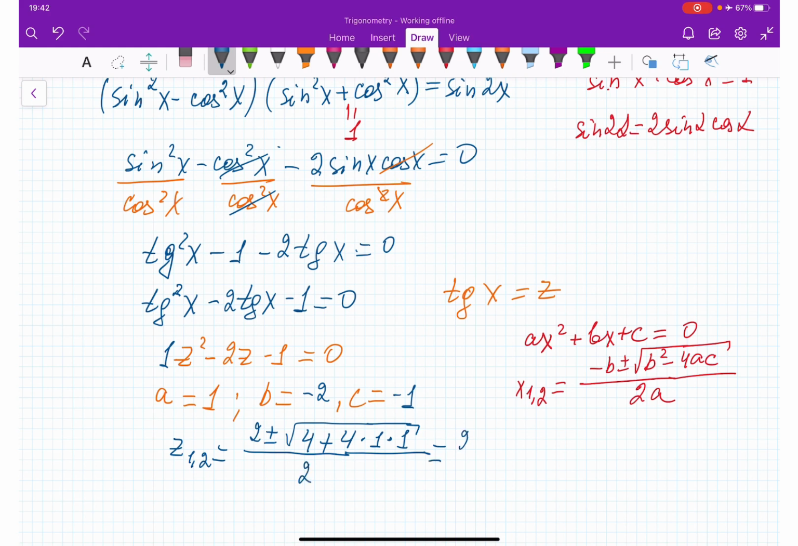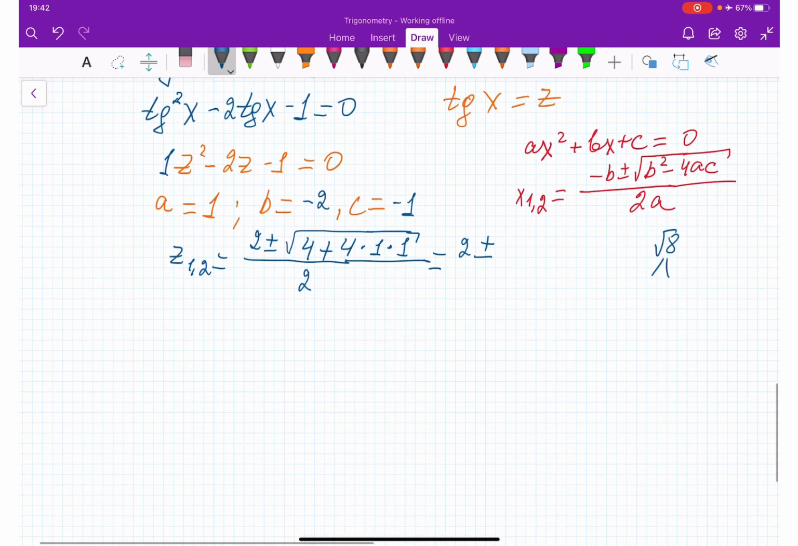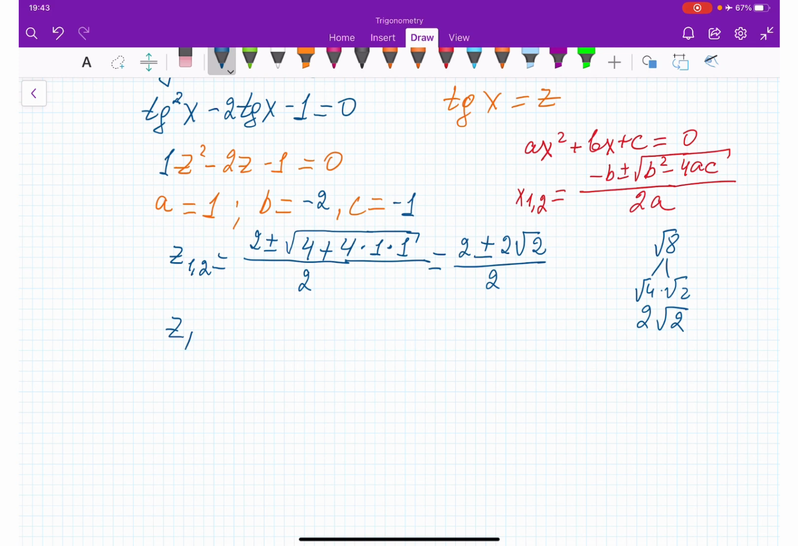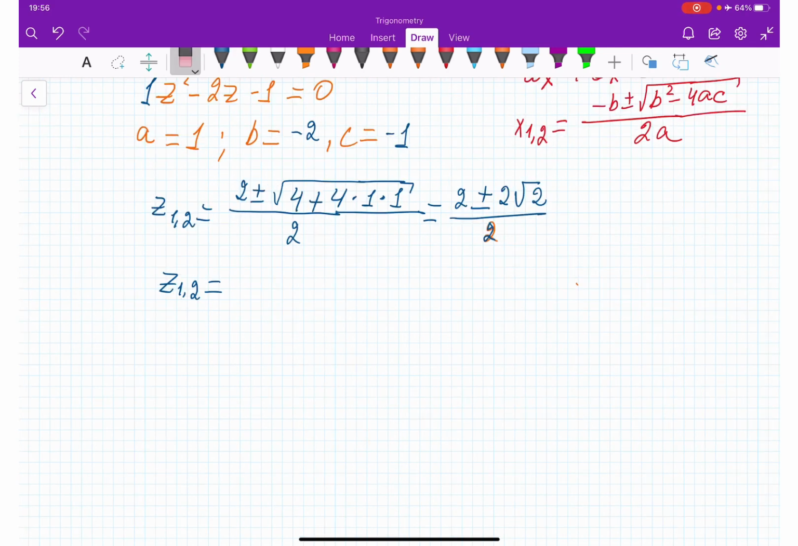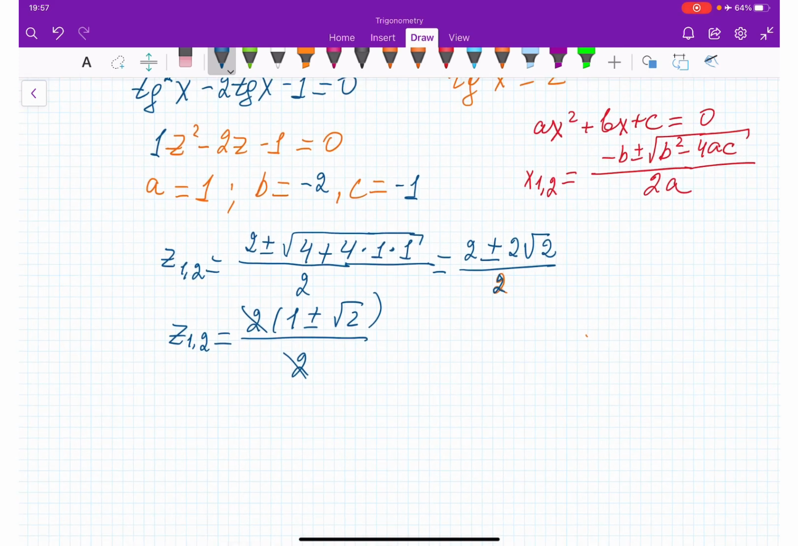So what do we get? We get 2 plus minus, what is it, 4 plus 4, square root of 8. The square root of 8 is square root of 4 times square root of 2, right? The square root of 4 is 2. We get 2 square root of 2, so 2 square root of 2 divided by 2. Okay, so 2 we take out of parentheses, we are getting 1 plus minus square root of 2 divided by 2, which is cancelling. And we get z1,2 equal to 1 plus minus square root of 2.